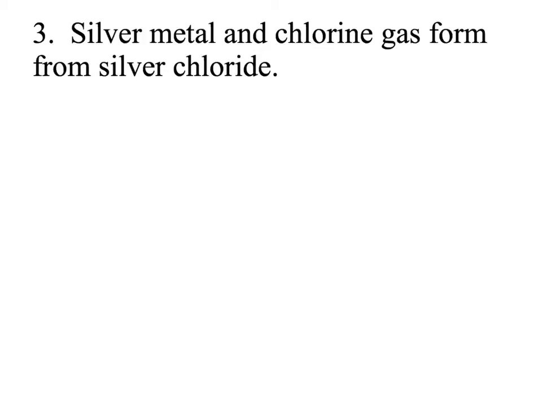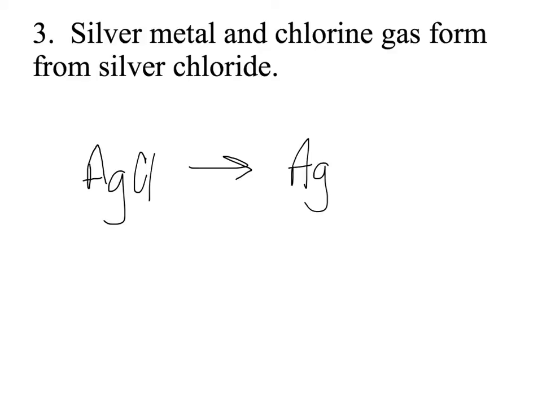Okay, this problem is kind of similar to the previous problem in the fact that it's telling you the products first. So silver metal and chlorine are going to be the products. They're forming from silver chloride. Because silver is always 1+, and chlorine is always 1-, the formula for silver chloride is simply AgCl. And that is turning into silver metal, which is just going to be Ag. Silver is a metal. Don't be thrown off by the word metal.